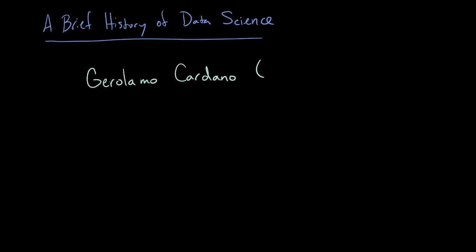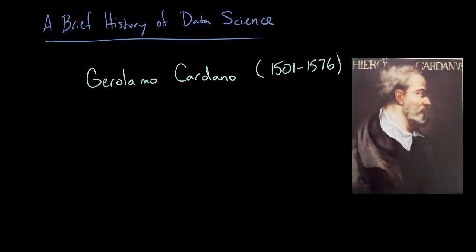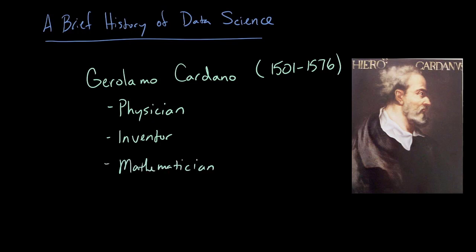Cardano is probably the most interesting scientist and mathematician of the Renaissance that you've never heard of. He was an accomplished physician. He was an inventor. He invented the gimbal and the combination lock. He was a mathematician, so he was the first person to use imaginary numbers, which he found necessary to find the roots of certain cubic polynomials. And most relevant to our story, he had a serious gambling problem.